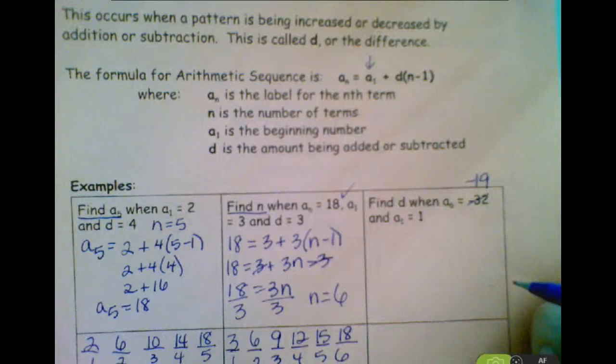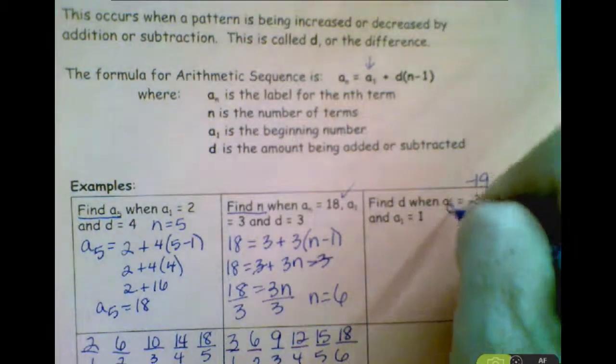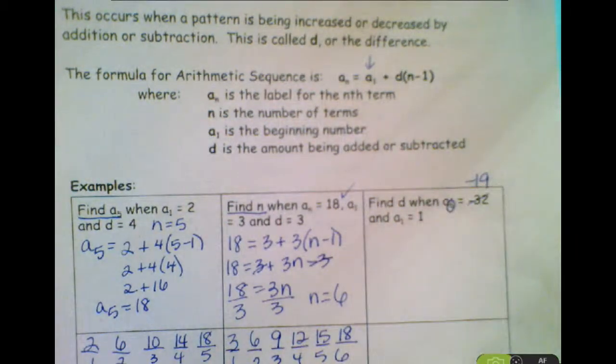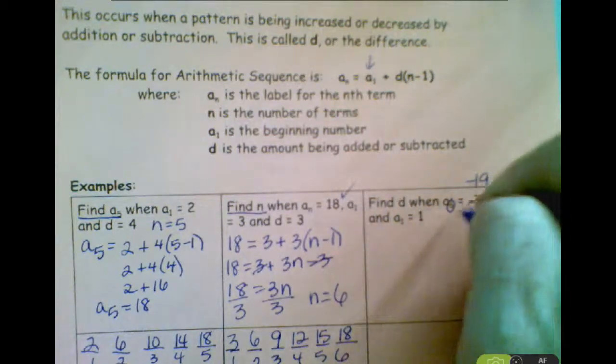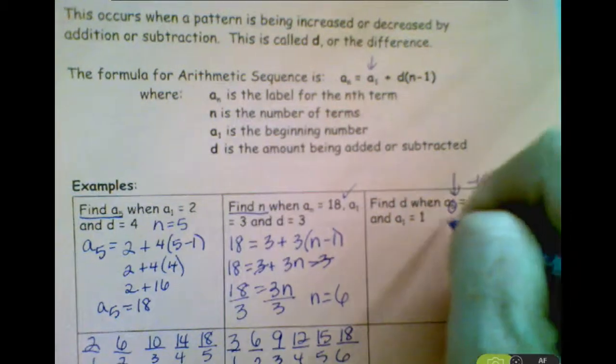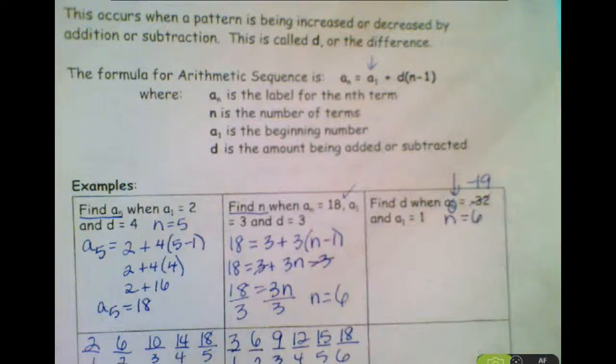So, do we know our N? Yeah. What's our N? 6. How do you know that? Because it says A6, so that tells us that's our N term right there. So N equals 6. Okay? So, Sarah, can you fill in my equation for me? Do we have a value for An?